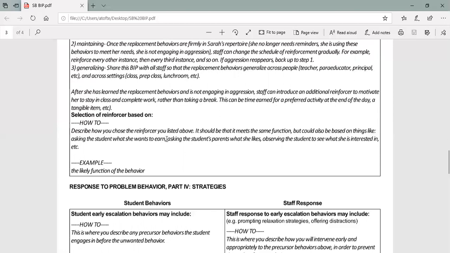So how did you choose that as the reinforcer? Well, that's typically how you reinforce communication: you make the communication work for the person. You can also pair it with praise. You could also list something like, every week that she doesn't engage in aggression, we're going to have a pizza party. If you want to do other stuff to beef it up, that's absolutely fine.